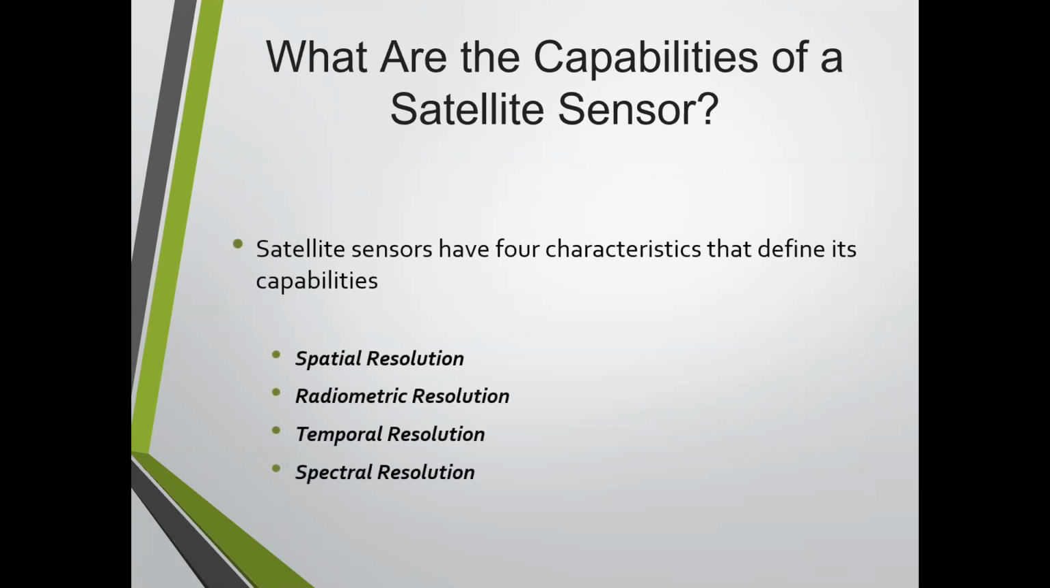Okay, so when we look at the sensors themselves to determine what they can see, they are broken down into 4 characteristics that define their capabilities. We talk about what's called spatial resolution, radiometric resolution, temporal resolution, and spectral resolution. Those 4 things go together to make up what you're really experiencing in terms of how good your picture is going to be from that satellite. We're going to take a look at each one separately, and then we'll bring those together.